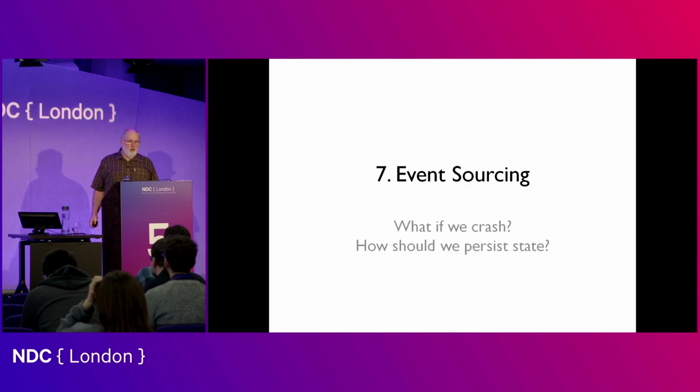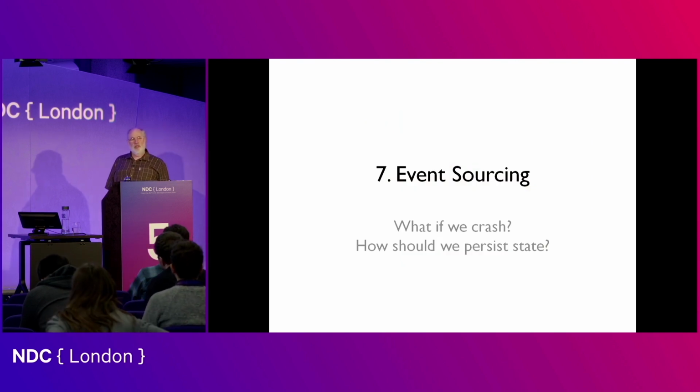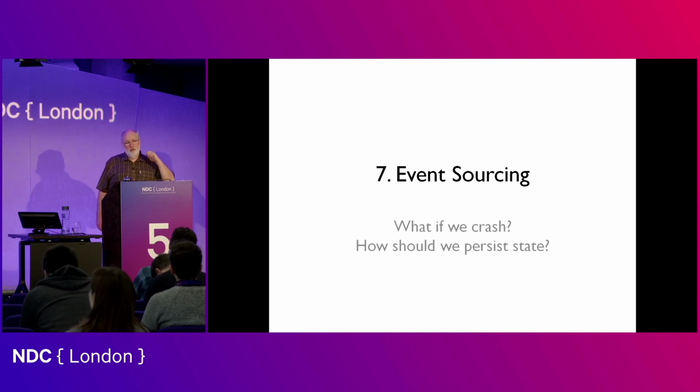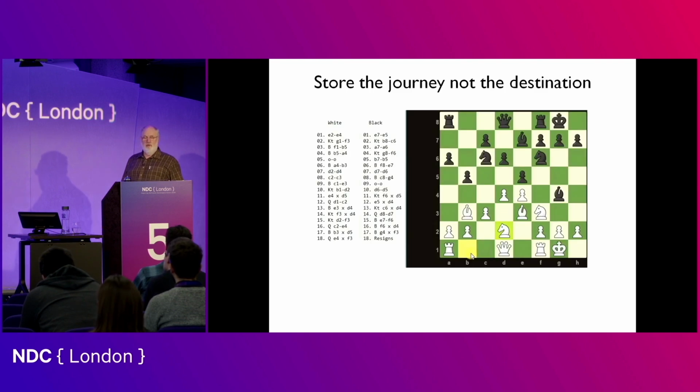All right, now, what is event sourcing and why is it useful? So in all these things, the state has been stored in memory. So what happens if you crash? You really want to persist the state after each action, right? So how are we going to do that? You could just store it in a database, but event sourcing is a great way to do this kind of thing, because what you do is you store events, you store the journey, not the destination. You don't store the final result.